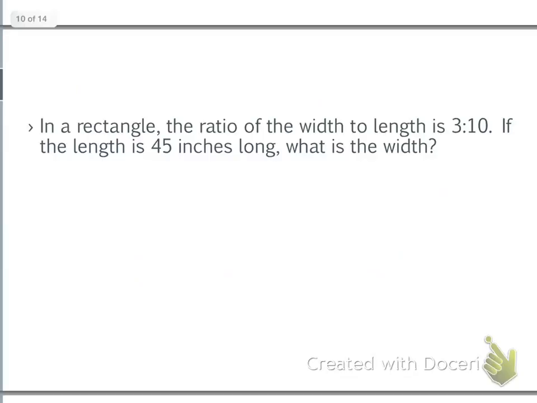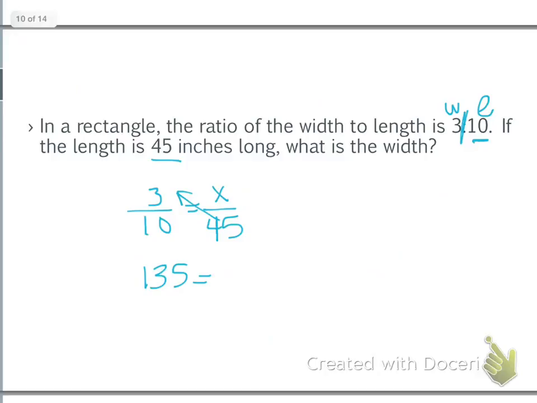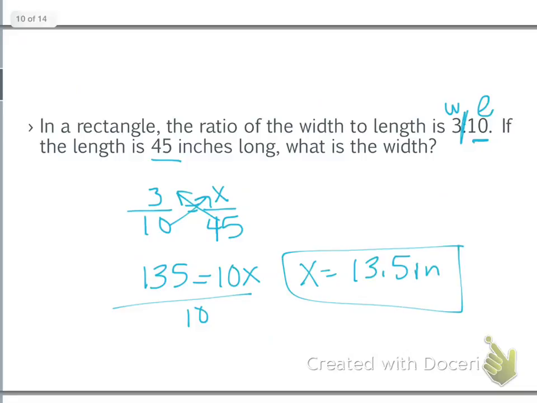Okay, in a rectangle, the ratio of width to length is 3 to 10. So remember, it goes width to length, written in the order it's written in. If the length is 45 inches long, what is the width? I'm not giving you a total, so we're going to set up a proportion this time. Here is my first fraction. So I got 3 over 10 equal to, the other information I gave you was length, so we need to make sure the length stays in the same spot. So it's on the bottom, and I don't know what my other width is. So both lengths are on bottom. So when I cross multiply, I got 45 times 3, which is 135, and 10 times x. So when I divide by 10, x is equal to 13.5 inches, which would be the width then.